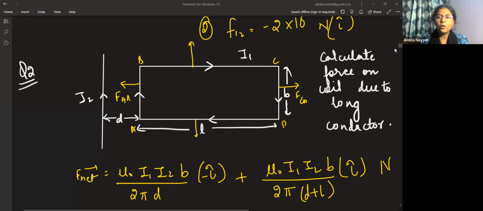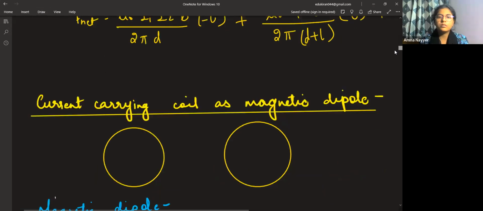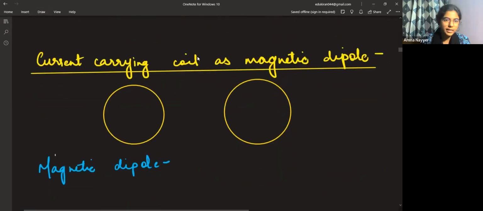See, the next topic that I wanted to tell you was current carrying coil as magnetic dipole. Now see, torque we have to do. So we'll do magnetic dipole separately in chapter 5 tomorrow. When we'll start, we'll do this topic separately. But before that, you should just have a brief idea so that when we are discussing torque, because magnetic dipole moment will come and the formula will also be used.